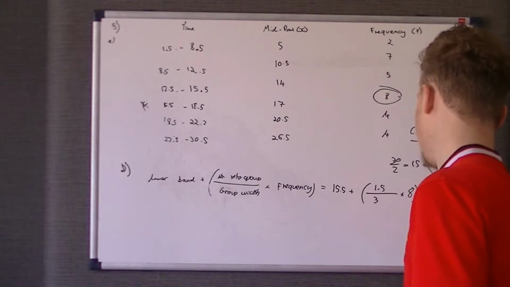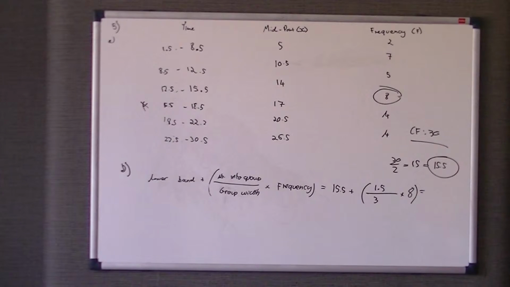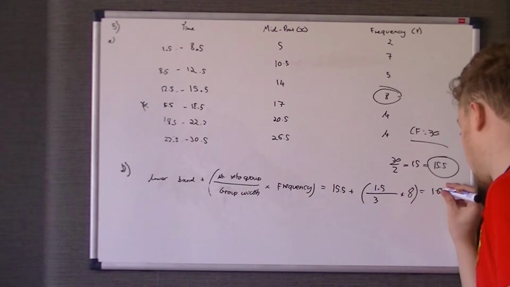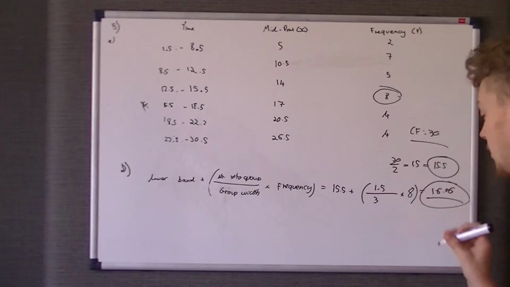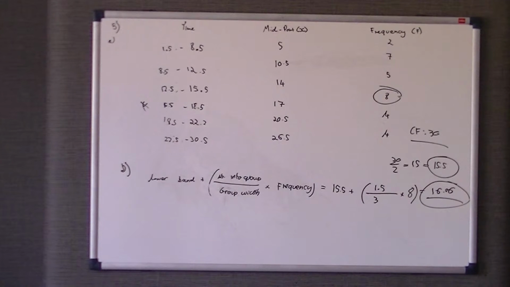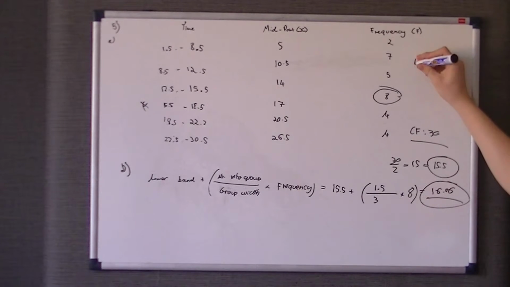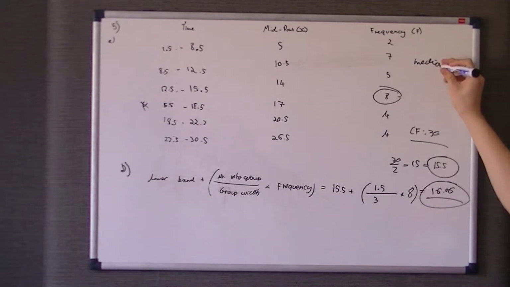So you times it by 8, and if you sub all that into your calculator, you should get a value of 16.0625, or 16.06 to two decimal places. Okay, and that's obviously in seconds. All right, so that's part B over and done with. I'm just going to write the median over here because I want to rub this out. Now we've got that to be 16.06.